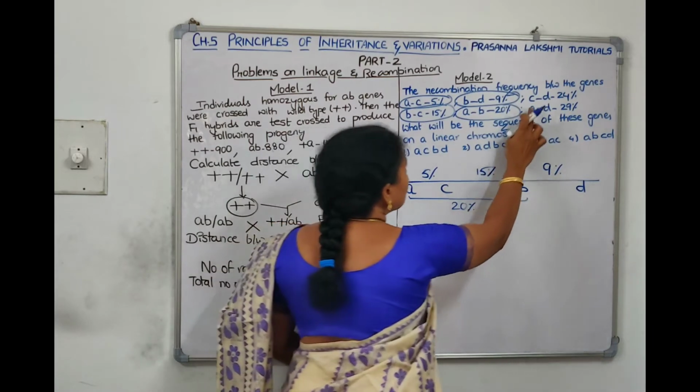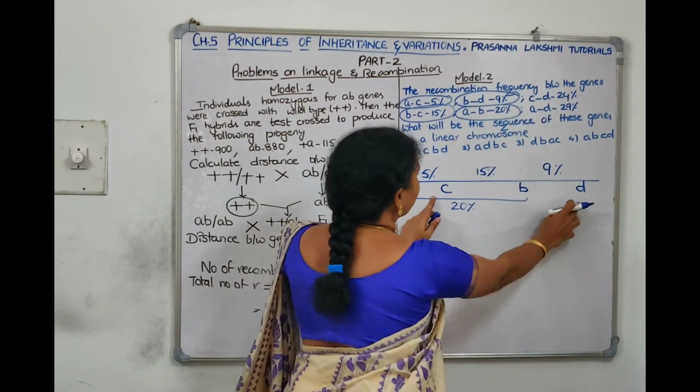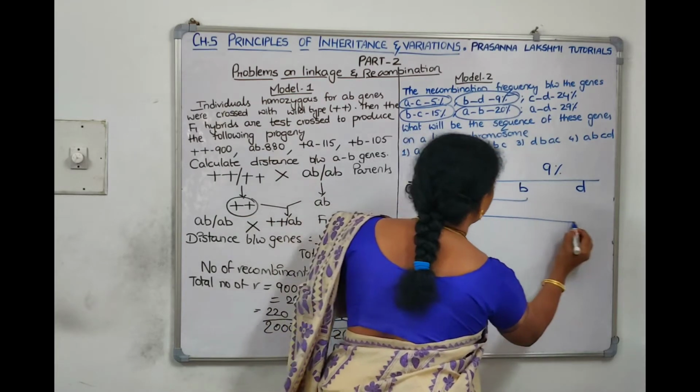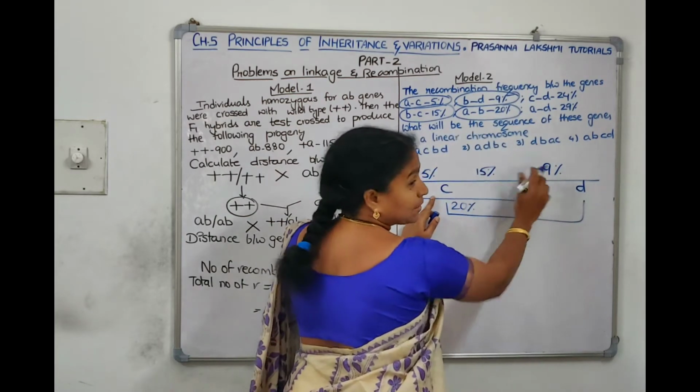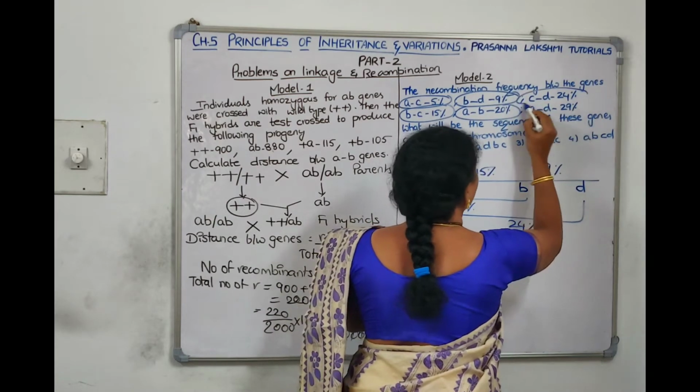Then they're telling C and D are separated by 24 map units. Here is C and here is D. They're telling C and D are separated by 24. 15 plus 9 is 24 map units only. So this is also working out.